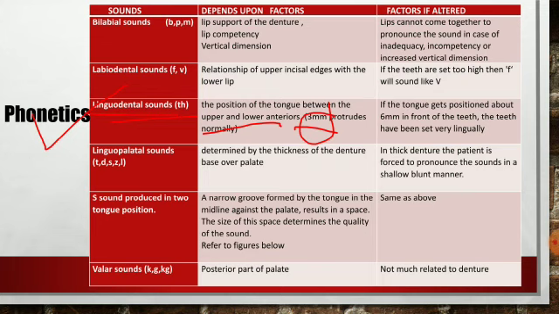And lastly are velar sounds, that is K and G, which are produced with the help of the posterior part of the palate, but those are not much related to the denture. So hope this is a bit clear for you guys.